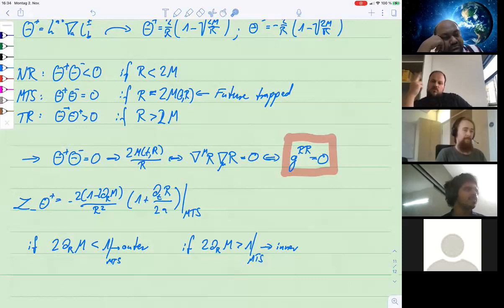So you need only two global assumptions. This is orientability and time orientability. For the apparent horizon, you need the additional thing to be asymptotically flat. But for a black hole, for numerical relativity, it's totally fine. Yeah. I can understand.